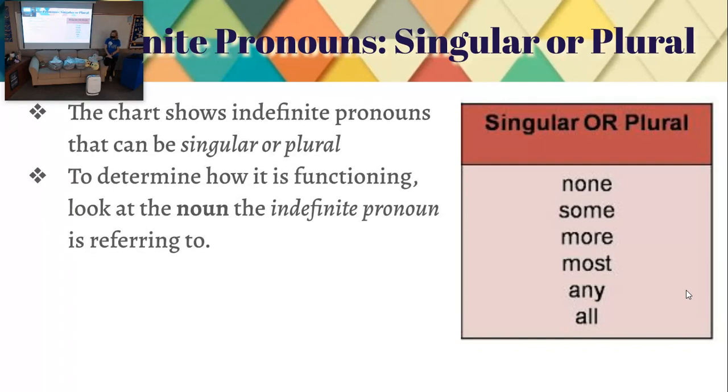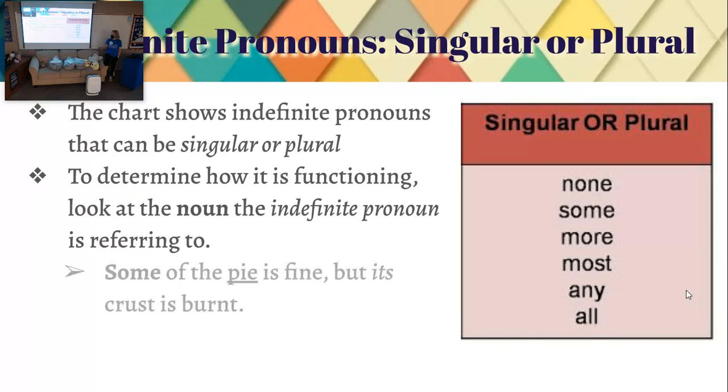Okay, so to determine how these pronouns are functioning in the sentence, whether they're singular or plural, all you have to do is look at the noun that the indefinite pronoun is referring to. And most of the time, when you see these indefinite pronouns, they're going to be followed by a prepositional phrase. And that prepositional phrase will tell you if it's talking about one thing or more than one thing. So here would be an example. Some of the pie is fine. Okay, so some is our subject.